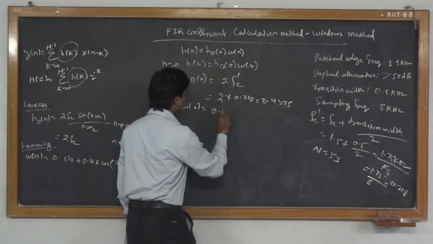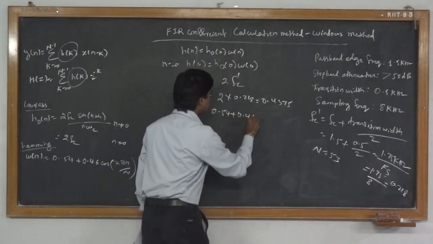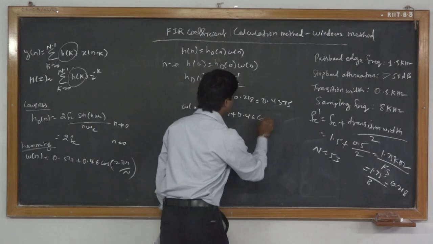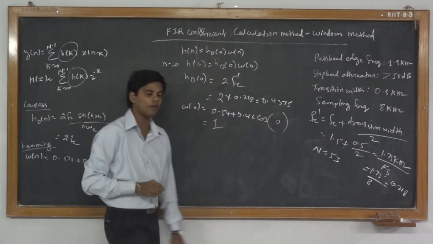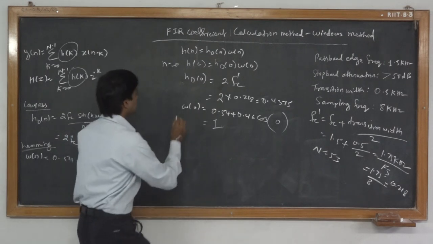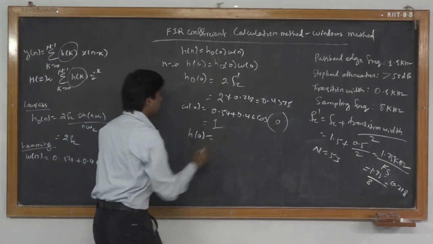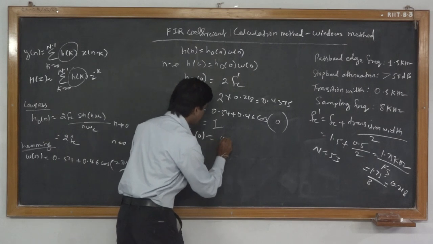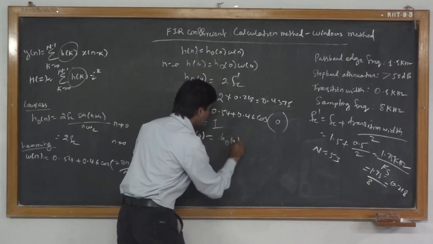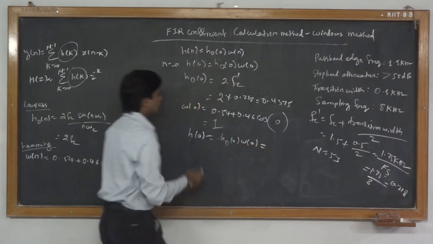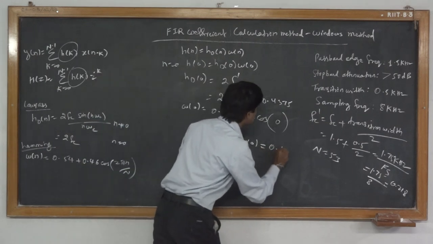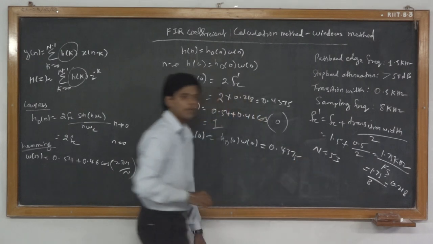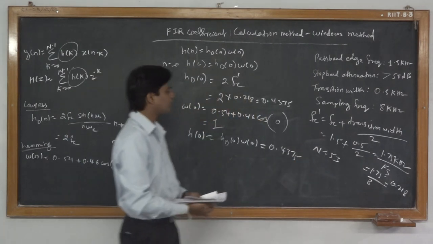Let us come back to w of 0, and the formula is already written on the board, that is 0.54 plus 0.46 into cos of, since n is 0, this is going to become 0. We are going to end up with the answer of w of 0 as 1. So the next important step is to calculate h of 0, that is hd of 0 into w of 0. hd of 0 is calculated, w of 0 is calculated, which gives us the answer as 0.4375. So we have calculated the value for n equal to 0.